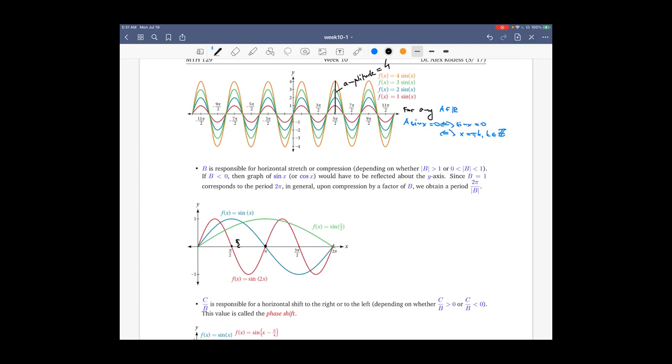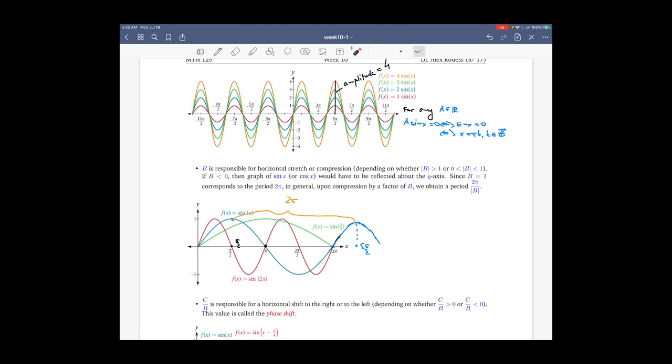Right now, for the standard sine x curve, it takes 2 pi seconds to get from one peak to the next one. This here is 5 pi over 2. This here is pi over 2, so this distance is 2 pi.